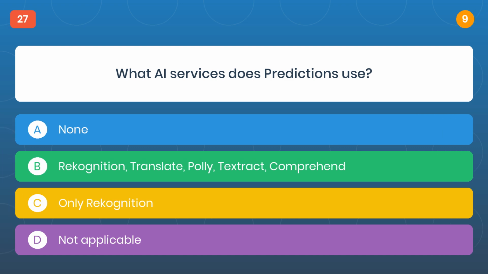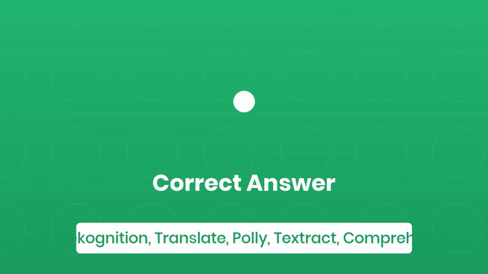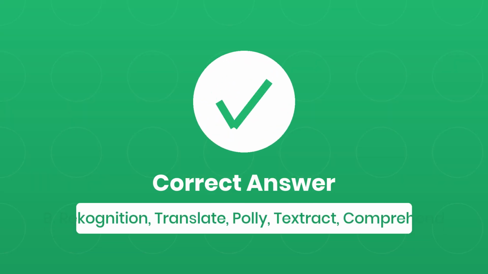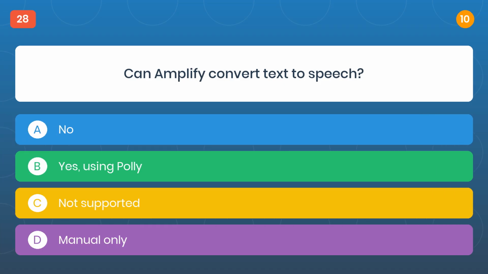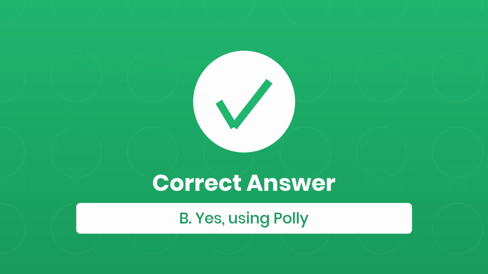Question 27. What AI services does Predictions use? The correct answer is B, Rekognition, Translate, Polly, Textract, Comprehend. Question 28. Can Amplify convert text to speech? The correct answer is B, yes, using Polly.